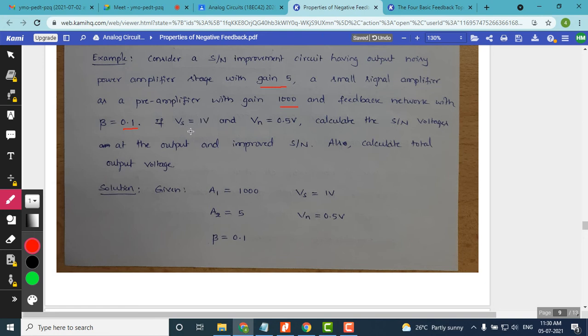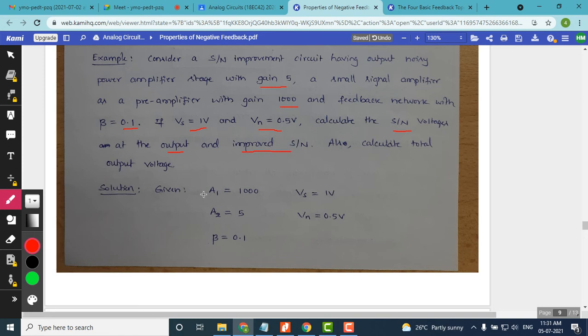If Vs is 1 volt and Vn is 0.5 volt noise voltage, as I told you, Vn is nothing but some form of voltage, it may be positive or it may be negative. Here in this example the noise voltage is positive, and it is asked in the problem to calculate the signal to noise ratio voltages at the output and improved signal to noise ratio also. Also calculate total output voltage.